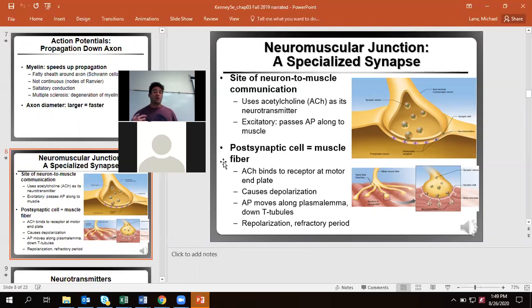And once we have enough of this occur, we then have an action potential, which is going to cause the voltage-gated channels to open, and then across the plasma lemma, down those T tubules, and then into our sarcoplasmic reticulum, which is going to cause a release of calcium, which then leads to contraction.